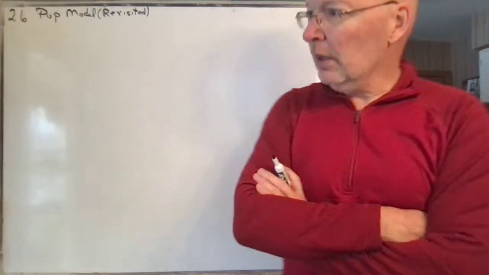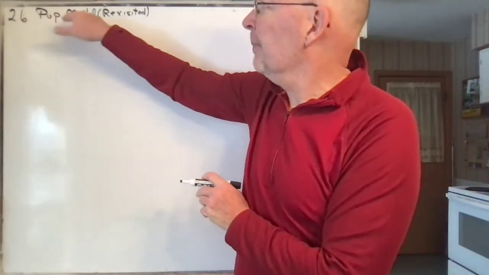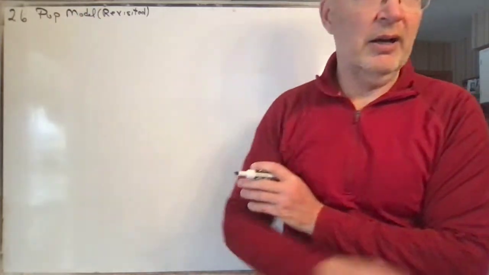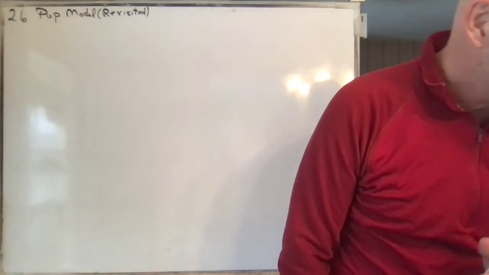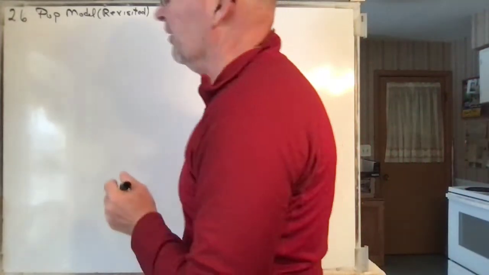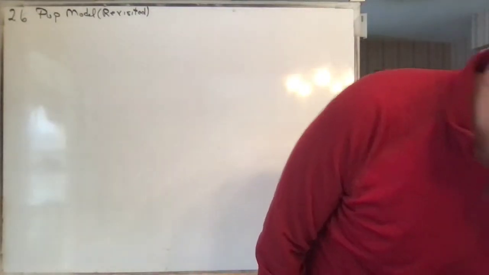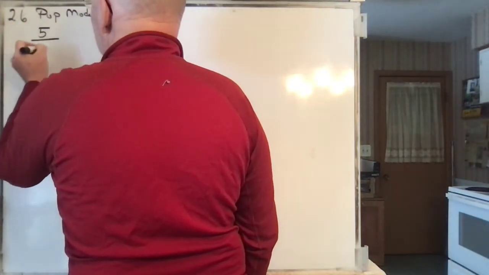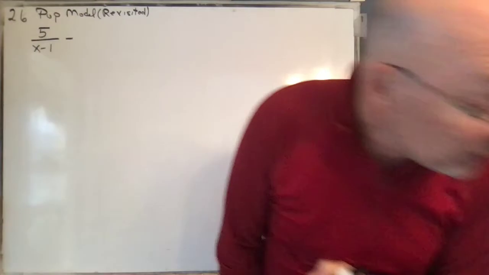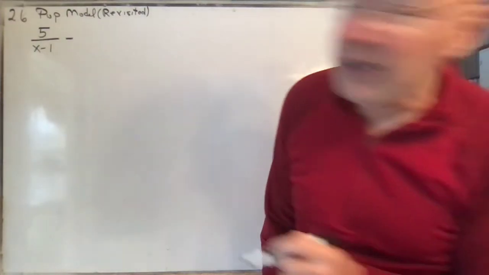So, we're going to be getting into the population model again, which is where we're heading. But before we get into that, let's just do a little brush-up work. So let me just start with this. Simple enough. We're going to take 5 over x minus 1 and then subtract 3 over x plus 4.